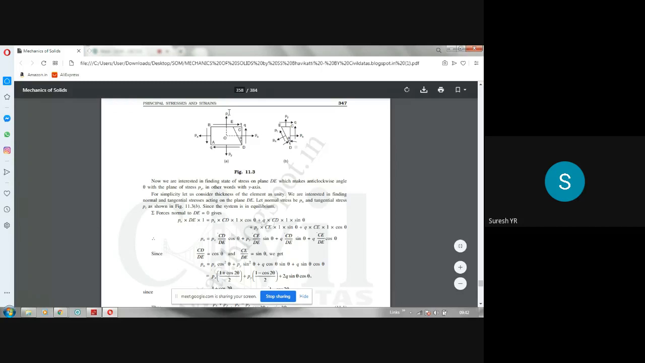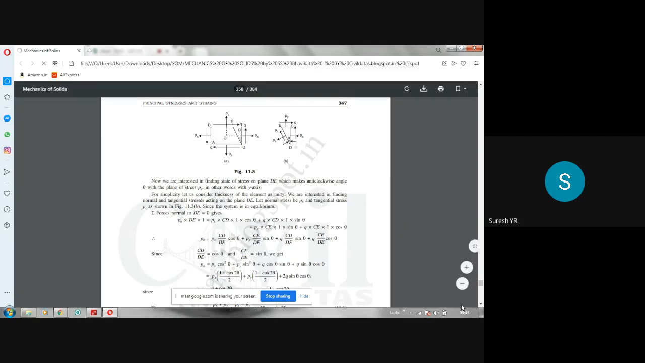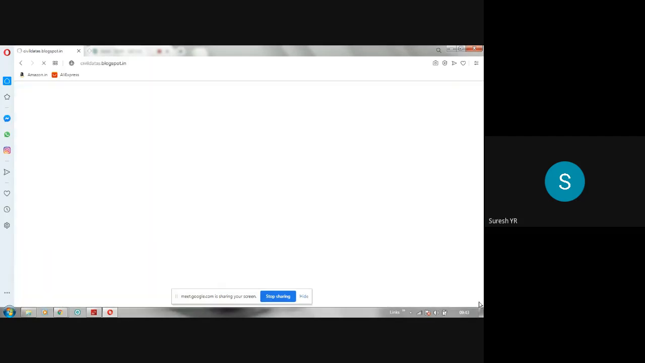Another plane, what we have to take? We have to take a plane at 90 degrees to this. Mutually perpendicular means you add 90 degrees to this. So one more plane we have to take, on which the angle is theta plus 90. So on this plane, this is the normal stress, which we have derived already. You have to derive it in the exam, but here I need not explain because all these steps are the same. Next, you replace this theta by theta plus 90.